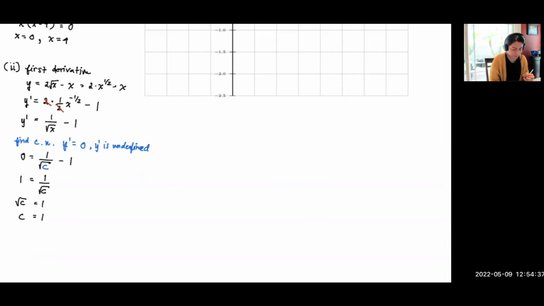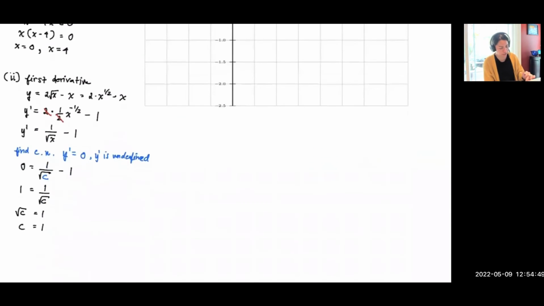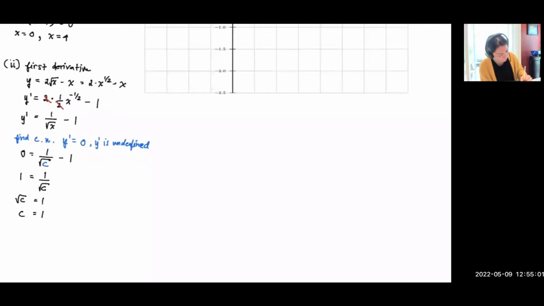Okay. So, 1 is in the domain, right? We have to make sure that it's in the domain. And where is this undefined? Notice that this critical number is also undefined. So, okay, hold on. This is where y prime is equal to 0 at c equal to 1, and that is where y prime is undefined, right? If this is the derivative, I put a 0 in there, it's a goner, right?